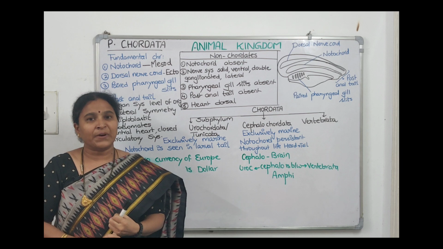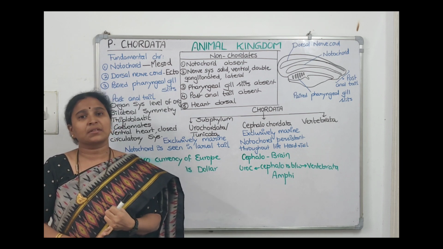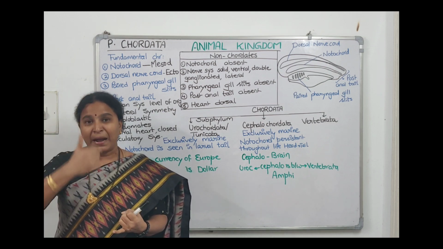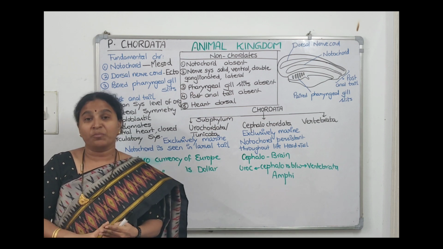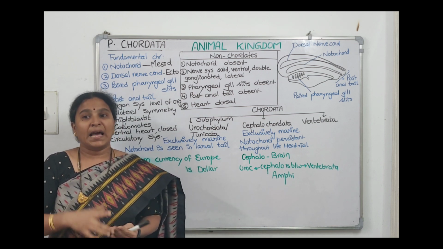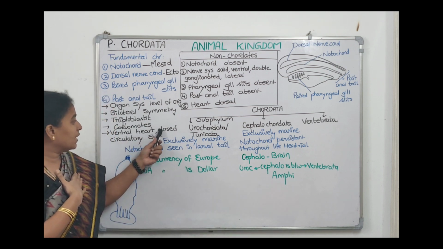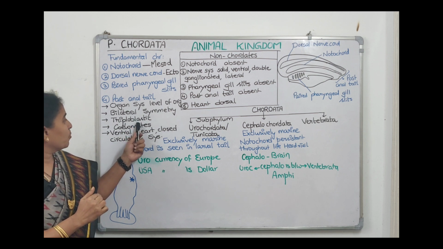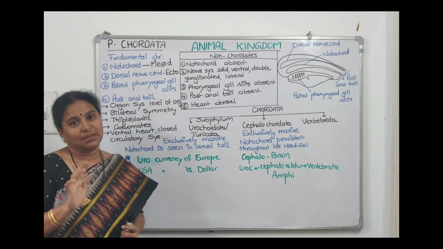Now, apart from that, what are the other characteristics? This is an advanced phylum. It will have organ systems: digestive system, circulatory system, respiratory system, excretory system. So it has an organ system level of organization. They are bilaterally symmetrical, triploblastic, and true coelomates. Heart is ventrally located and we have a closed circulatory system. These are the other characteristics.